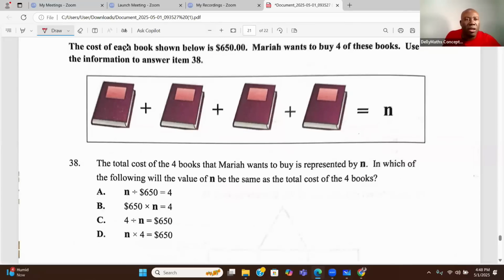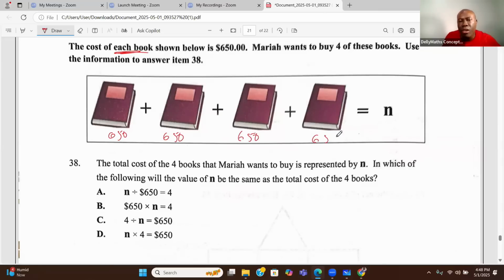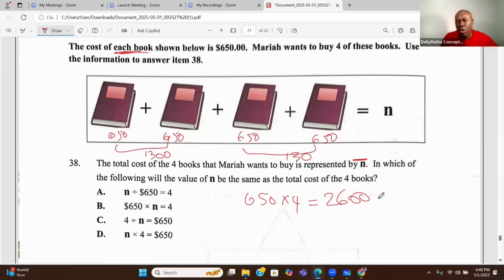So this question says the cost of each book is 650. Everything is 650 a piece. All right, Mariah wants to buy 4 of these books. So the cost of the 4 books Mariah buys is represented by N. What that means is 650 times 4. I think this is 2,000 because 1,300, you double that, 2,600. This is what they classify as N. The cost for the 4 books is represented by N.